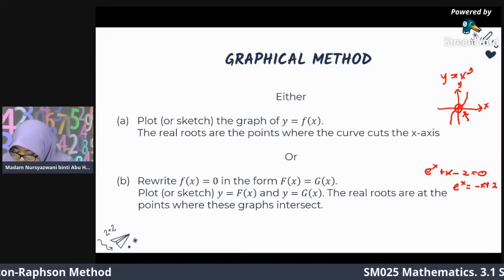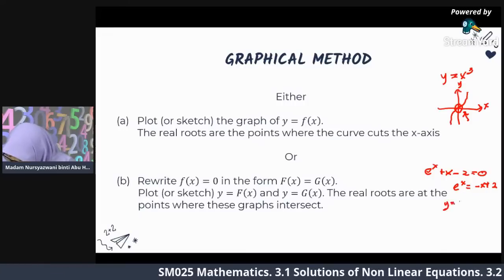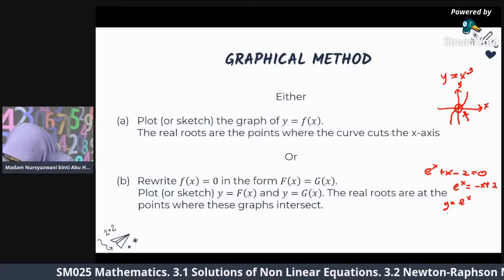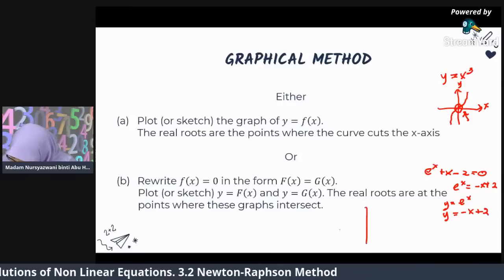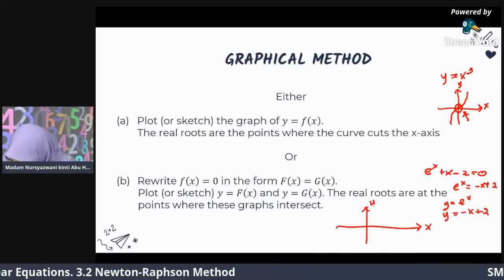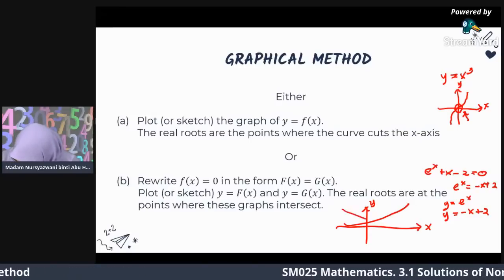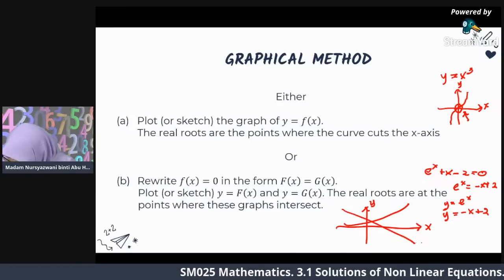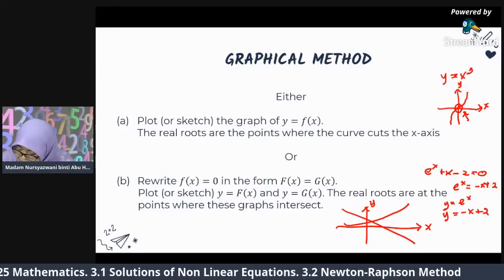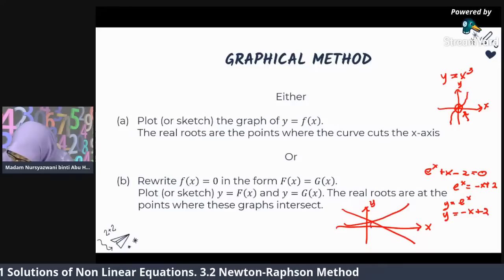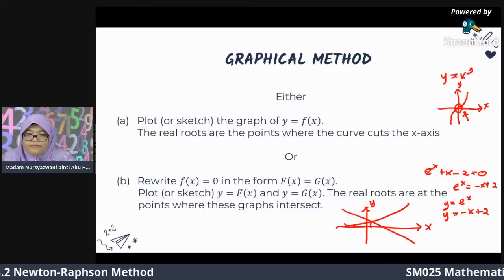Okay, so you can sketch these two functions separately. One is y equal to e to the power of x, another one is y equal to negative x plus 2. So we sketch the graph. Here y equal to e to the power of x, and here y equal to negative x plus 2. So there is the root, because the root is the intersection between two curves.